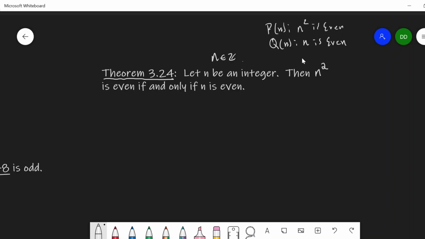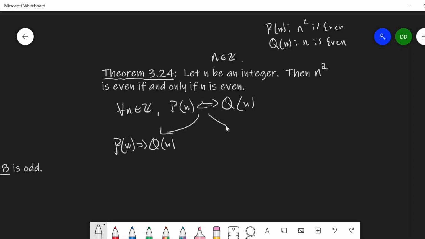You should eventually, once you've done enough practice, be able to do this in your head. So you don't have to write this out, but I'm just illustrating it. What we're proving here is that for all integers n, p of n if and only if q of n. So again, we have two things to prove: p of n implies q of n, and q of n implies p of n.